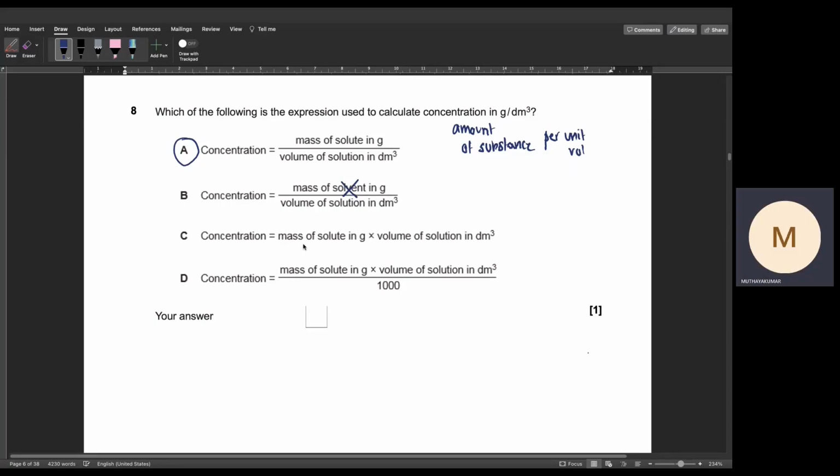C, concentration is equal to mass of solute multiplied by volume. By looking at the units, we can figure out what the formula is. Grams divided by decimeter cubed. That slash here represents a division sign. So it should be grams over volume. So it can't be C because it's being multiplied. It can't be D because, again, mass is being multiplied by volume. And therefore the answer is A.